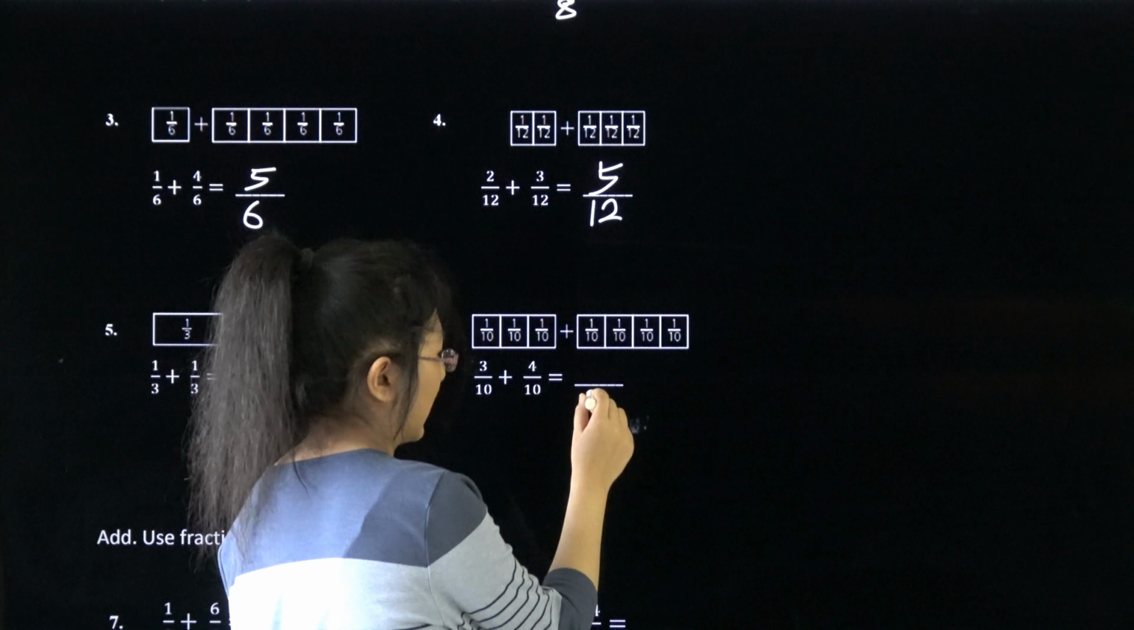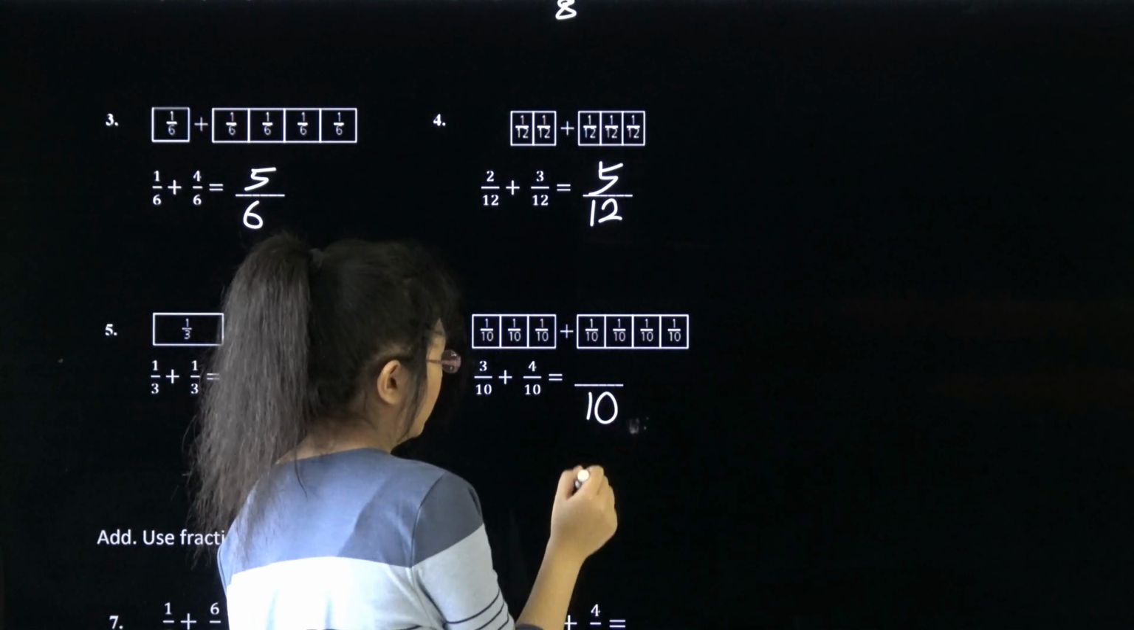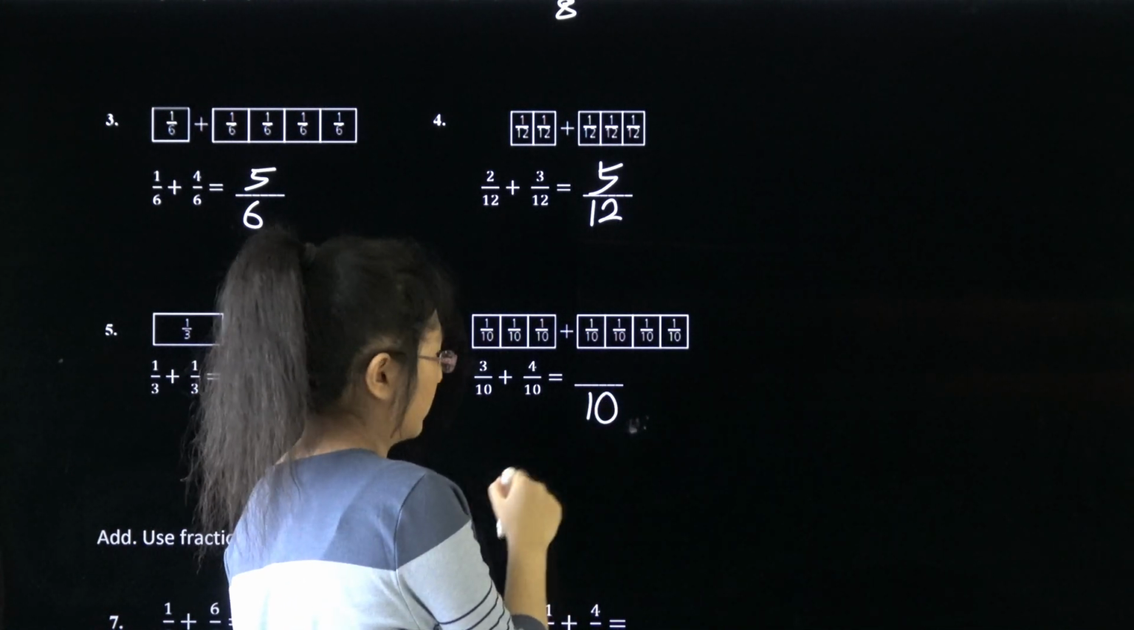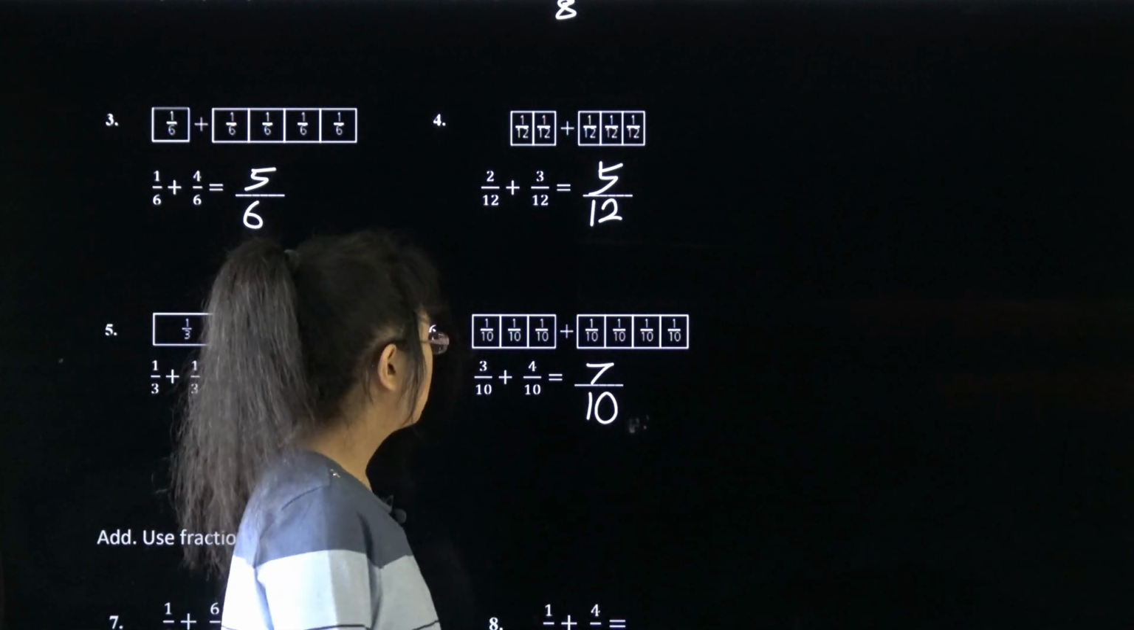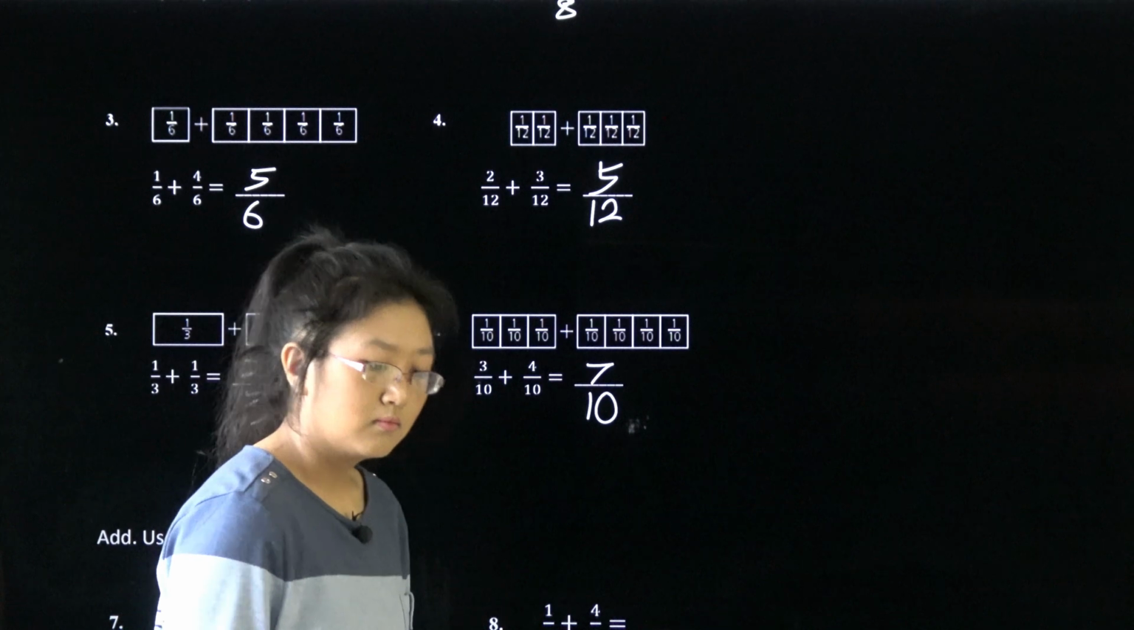10 equals to 10. The denominator stays the same again. And 3 plus 4 equals to 7. 7 over 10. Easy, right?